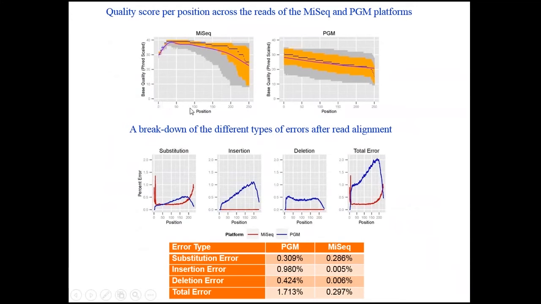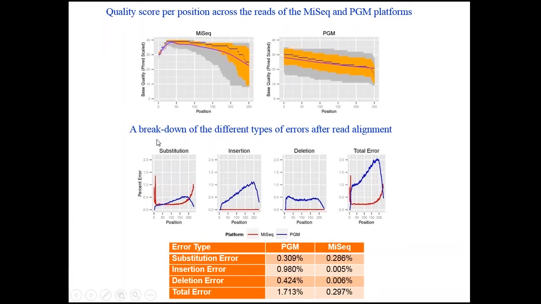You can see on the horizontal axis the different positions of the reads generated by each of these two platforms, while on the vertical axis we see the quality of the reads expressed in the Phred scale, whereby 20 would mean one error every 100 bases, and 30 would mean one error every 1,000, and 40 would mean one error every 10,000. You can see the MySeq, the majority is between 30 and 40, while in the PGM is between 20 and 30. So overall, the quality of bases generated by MySeq, it appears from this data that it's better. Yellow is from 25 to 75%, and the gray is the width of all the data.